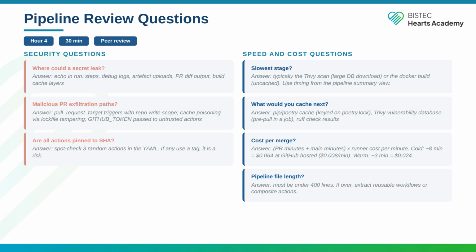What does the pipeline cost per merge? Estimate the runner minutes per stage, multiply by the GitHub Actions or self-hosted runner cost. Add Harbor storage for the image. A typical run costs between 5 and 20 cents, depending on image size and test duration. At 50 merges per day, that is between $2 and $10 per day, a reasonable cost for the confidence provided.